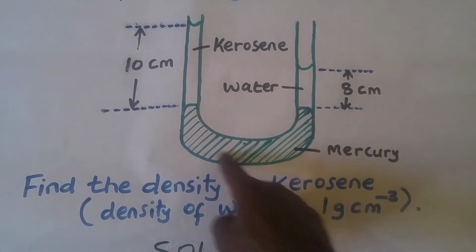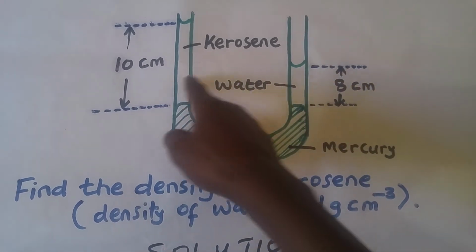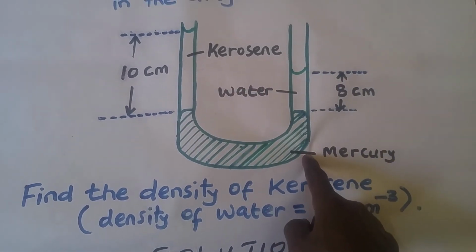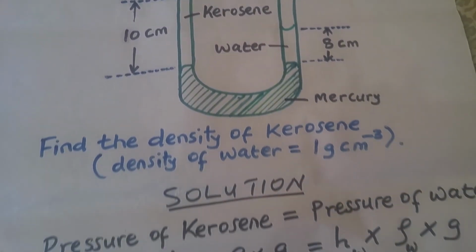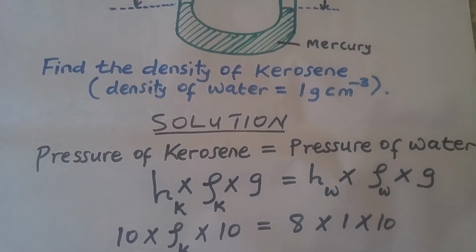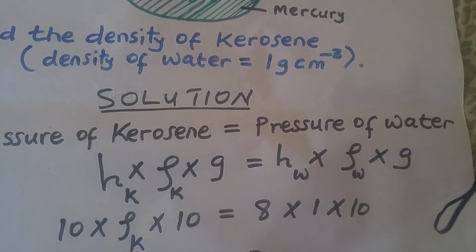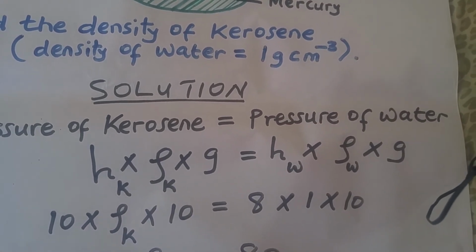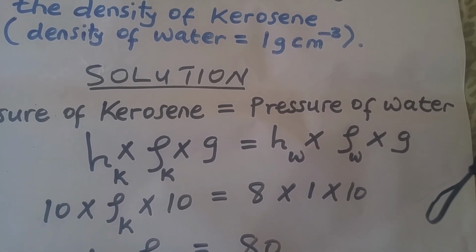Why? Because the work of the mercury is just helping us to separate these two. So that is the work of mercury. But basically, we are going to deal with the kerosene and water. So, pressure of kerosene is equal to pressure of water. Kerosene, which is a paraffin, and water are both liquids, so the formula for getting pressure is the same.